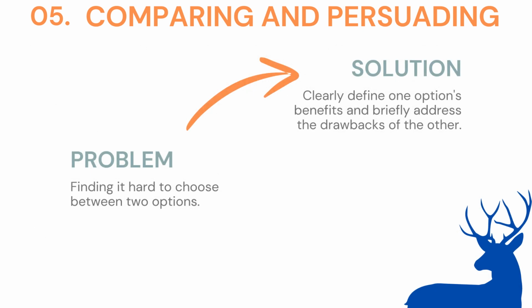Problem: it might be hard to choose between the two options. The solution to this is to clearly define your choice and briefly address the drawbacks of the others. Define one option's benefits and talk about the drawbacks of the other.